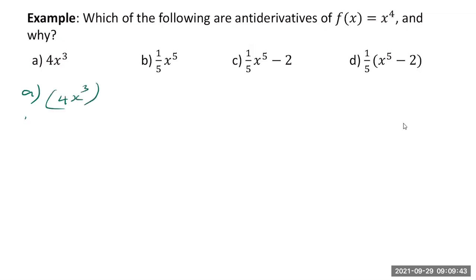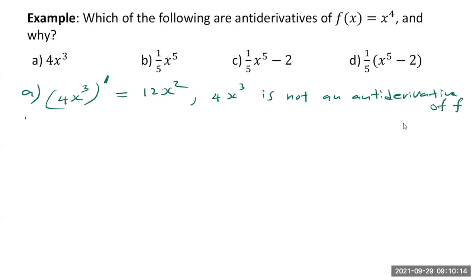The derivative of 4x cubed, which I will denote by putting a prime, is 12x squared. That is not what you want. It is not x to the power 4. So 4x cubed is not an antiderivative of f.